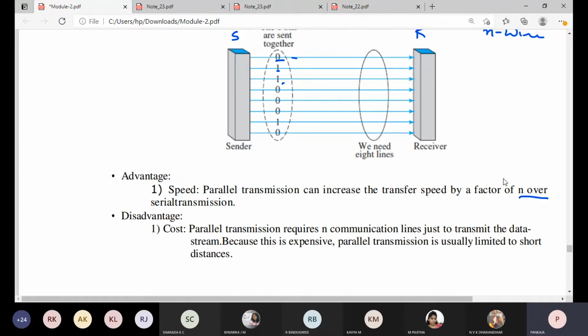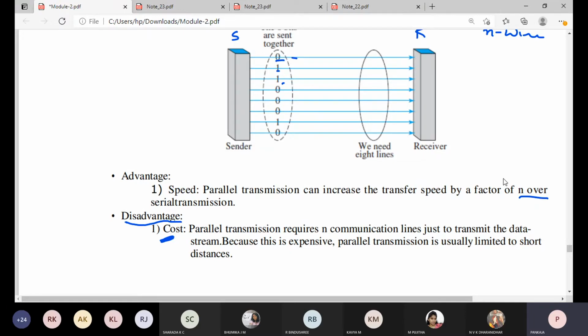If you are comparing with the serial, in case of serial only 1 bit at a time, but here it is going to be a factor of n. So it is going to increase the speed of the transmission. What is the disadvantage? Even though we have an advantage, we have a disadvantage also. The cost involved for parallel transmission is very high compared to serial transmission.